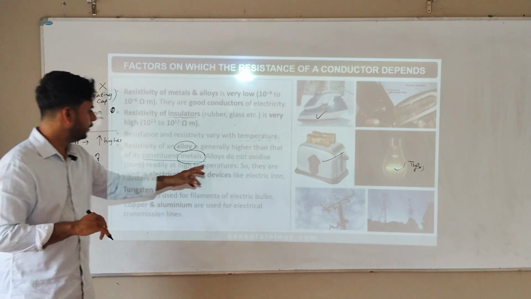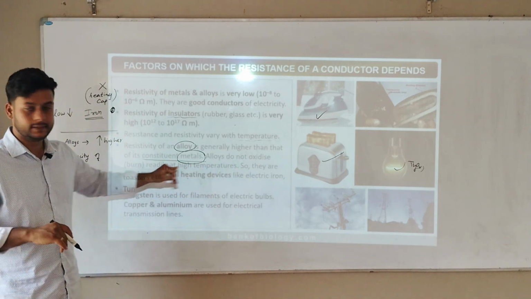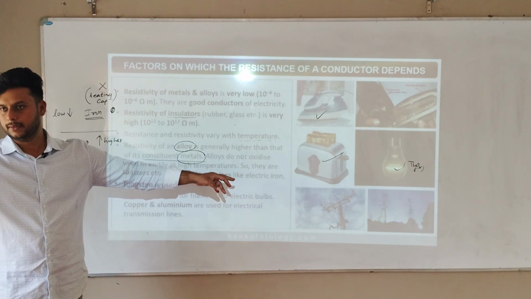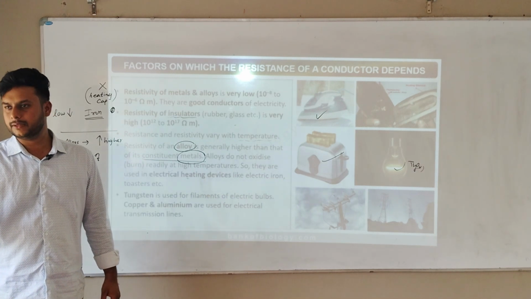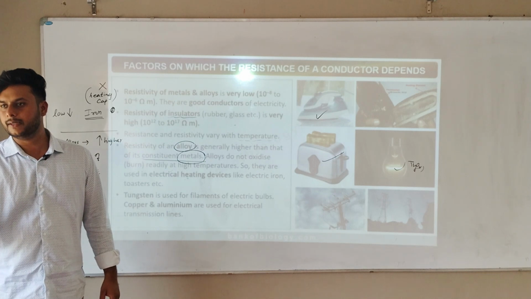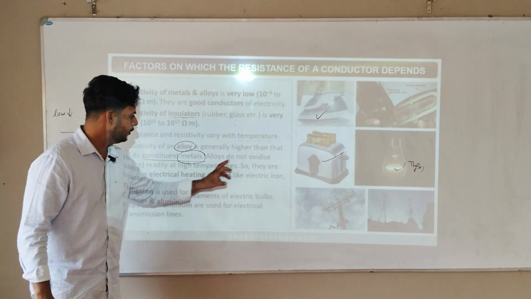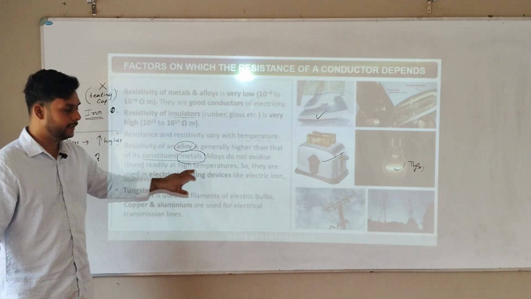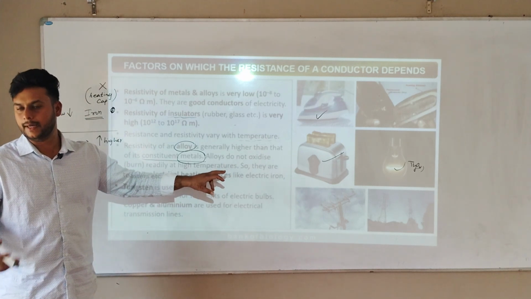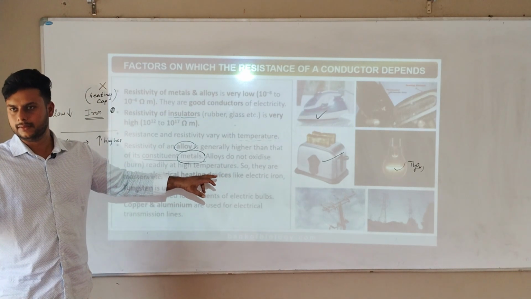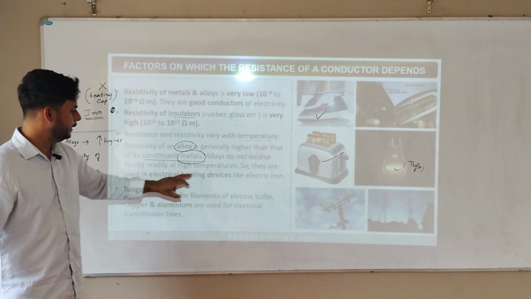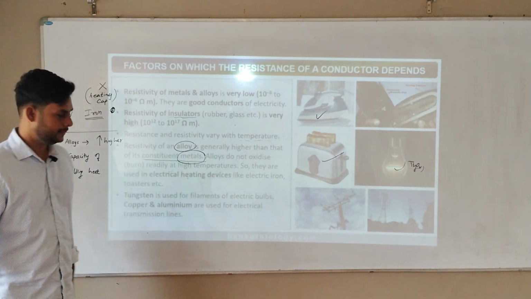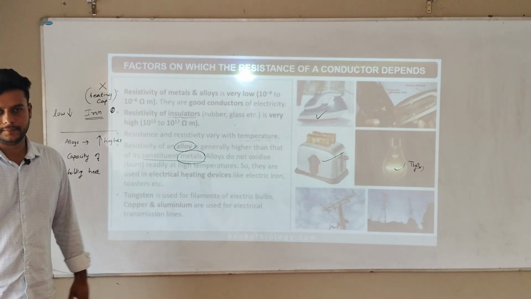Okay, so alloys do not oxidize. Read the oxidation reaction: when a metal or anything gets mixed with oxygen, burning starts to occur. So alloys do not oxidize or burn readily at high temperatures. They don't burn at high temperatures, they remain as they are. They just provide heat. So they are used in electrical heating devices like electric iron, toasters, etc.